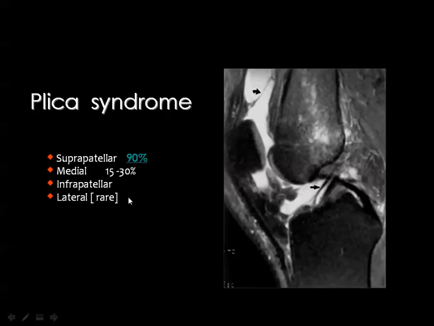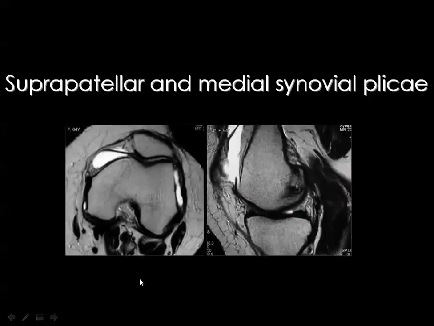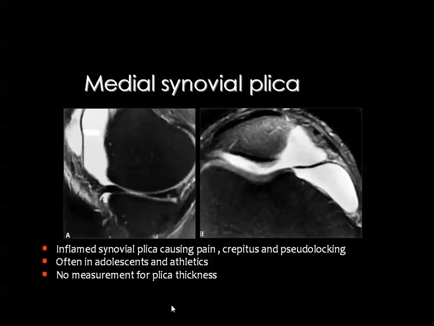The rarest one is the lateral plica. And here you can see this is the patella, the medial articular surface, and this is the medial plica. Also, you see the suprapatellar plica as a band crossing through the synovial space in the suprapatellar area. This is the medial plica, the medial articular surface of the patella, and the synovial band crossing the fluid.